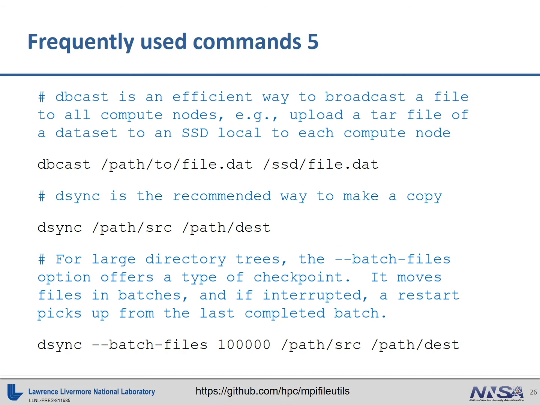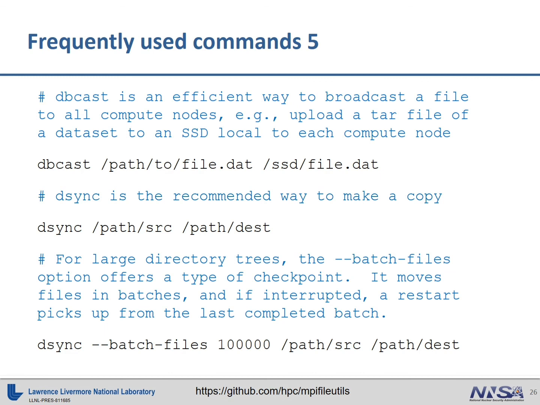And then let me end up here with dbcast and dsync. So dbcast, as I said before, is a way to broadcast a file from the parallel file system out to all of the compute nodes. It does that by only reading the data from the parallel file system once, and then the compute nodes share the data through MPI. It's one of the few tools that you actually have to run with at least 2 processes per node. Most of the tools don't have that restriction, but dbcast does.